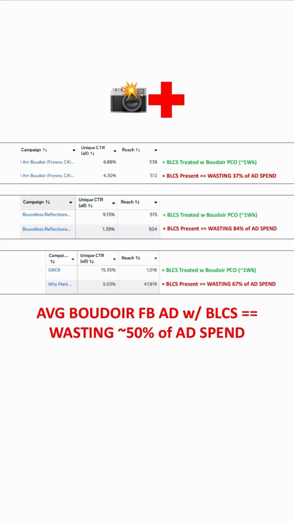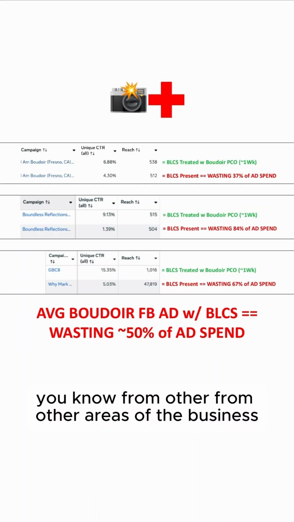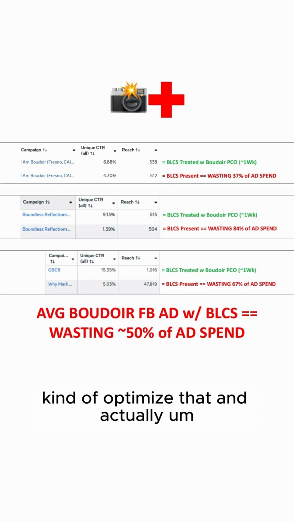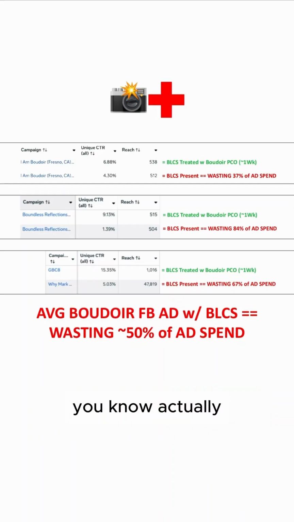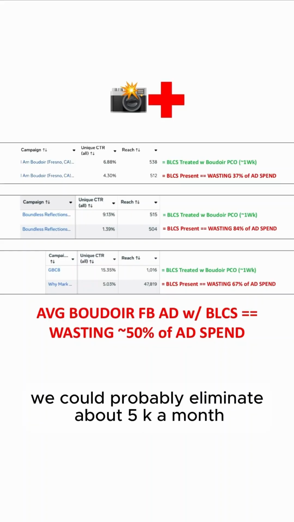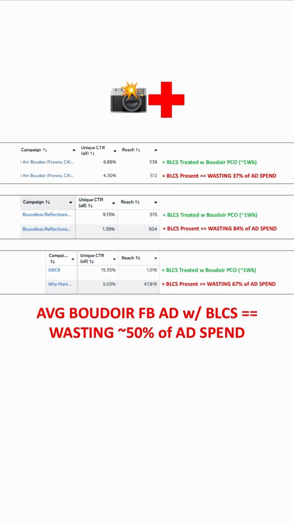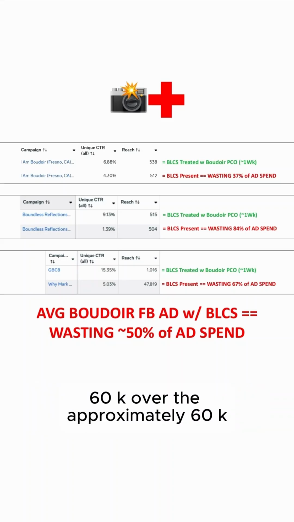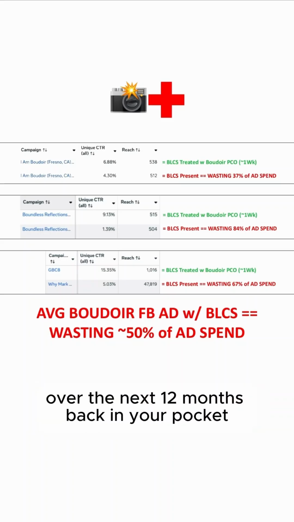And you're already taking steps to optimize your current business, pull more profit out of it, from other areas of the business. You've decided now you're ready to pull profit out of the Facebook ads portion of your business, kind of optimize that, and actually pull some profit out. And you've seen on average, yeah, we could probably eliminate about 5K a month in wasted spend. So you could pocket that, not have to pay that to the Zuck anymore. Approximately 60K over the next 12 months back in your pocket, no longer being wasted.